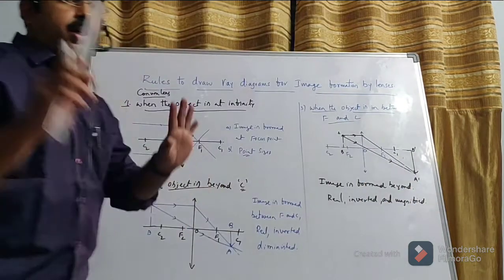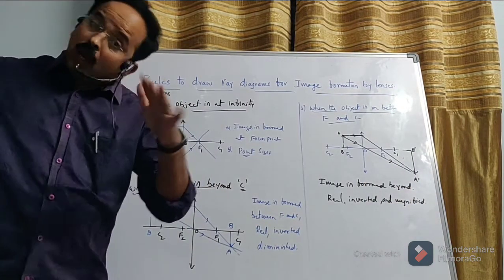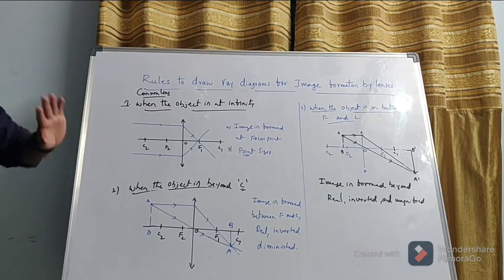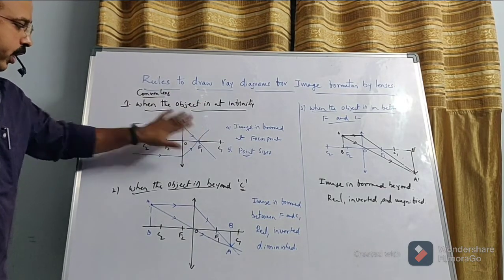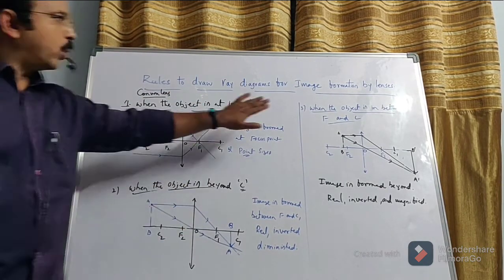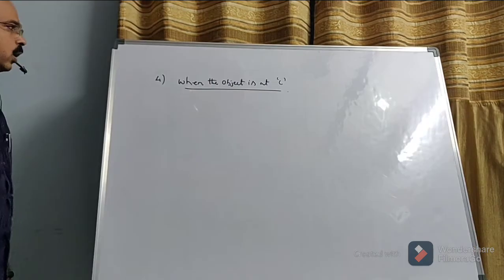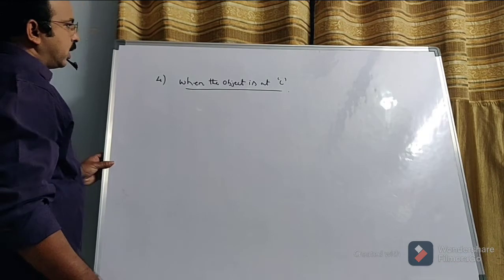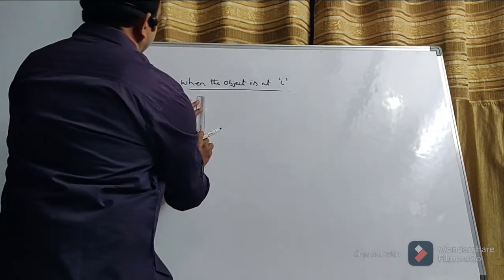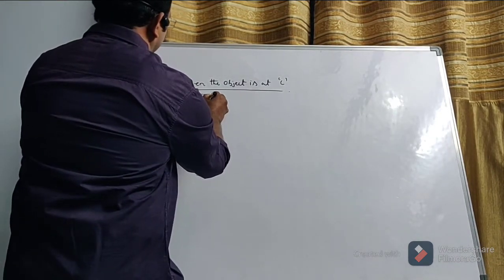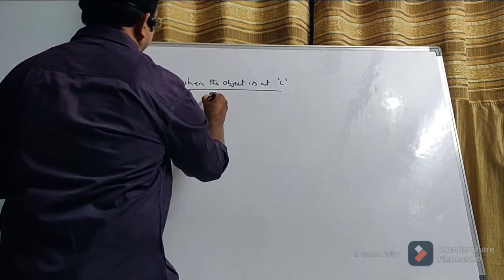Are you getting the points here? So far we discussed three cases: when the object is at infinity, when the object is beyond C, and when the object is in between F and C. Right. Now the fourth case, when the object is at C, the center of curvature. We know that this is a focus, convex lens.